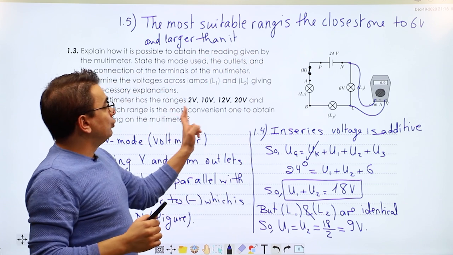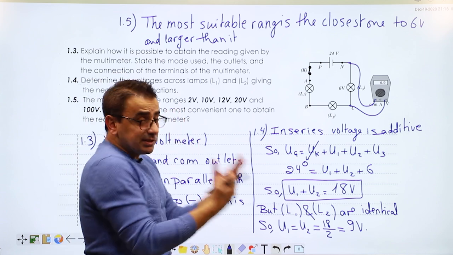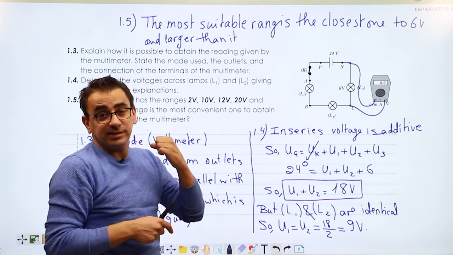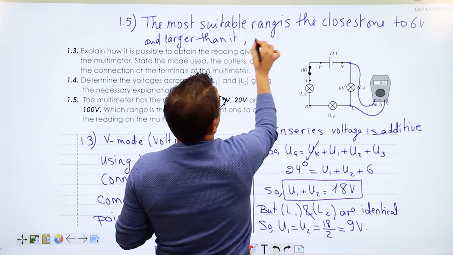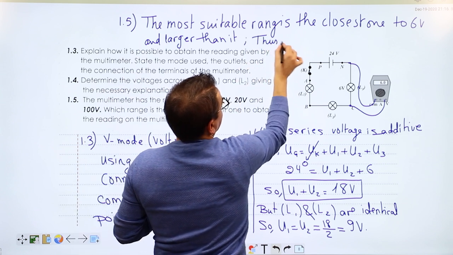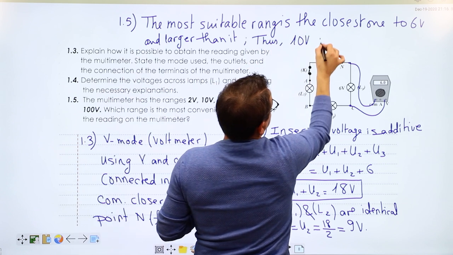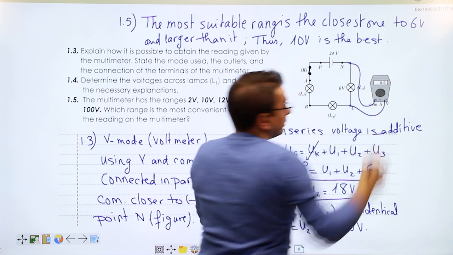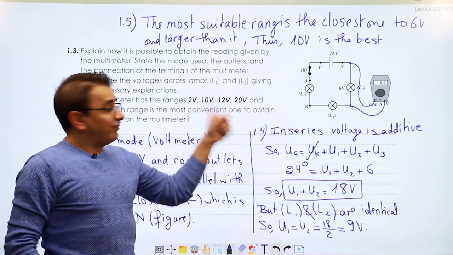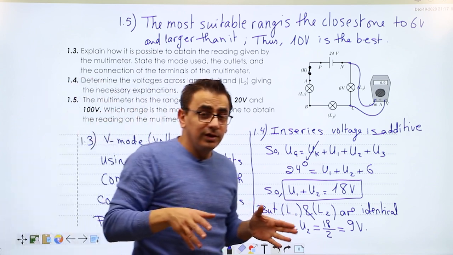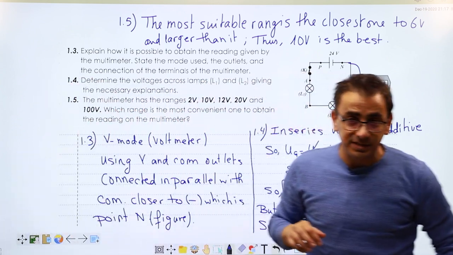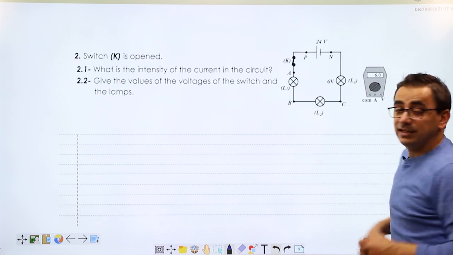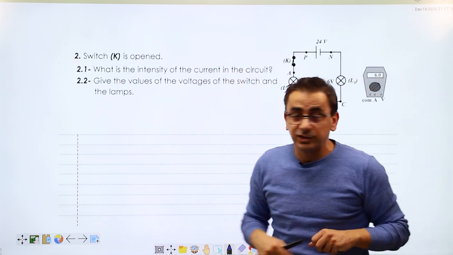So the values are 2, 10, 12. The closest one to 6 yet larger than it is the 10. 2 is less. Thus 10 volts is the best. Okay? All the other ranges, 12, 20, and 100 can work, but they are not the most convenient ones. We continue to finish the last part, which is composed of 2 sections.